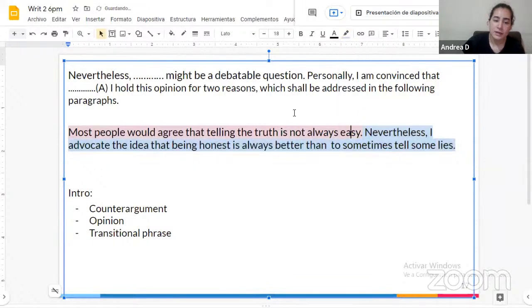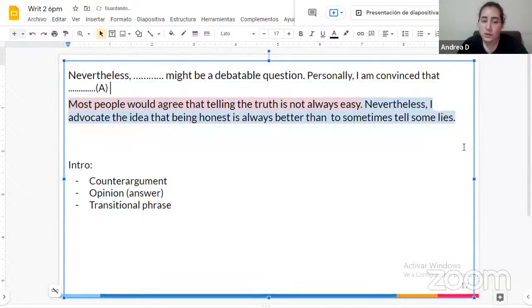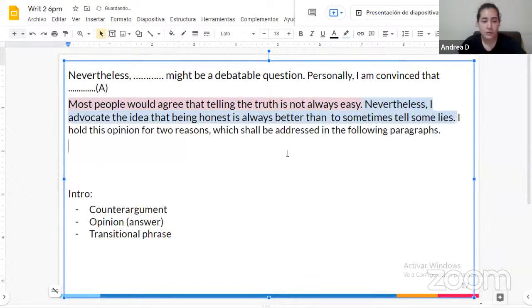Okay, so then in that case, that's going to be our answer to the question, right? The counter argument, our opinion, which is the answer to the question. And finally, we have a transitional phrase in which we're just going to say, I hold this opinion for 2 reasons, which will be addressed in the following paragraphs. So try to have something like that. It could be simpler if you want, but please don't summarize the reasons, okay? Leave that for the conclusion. Don't summarize the reasons yet.